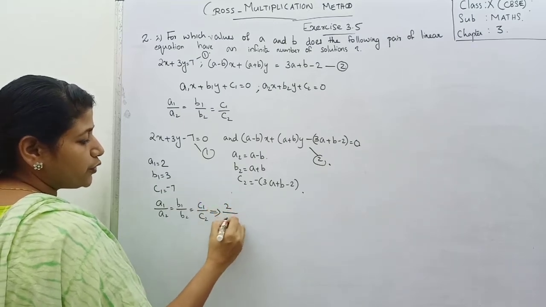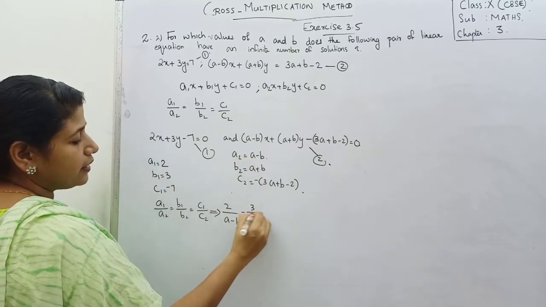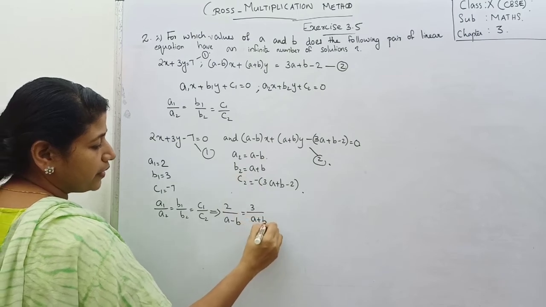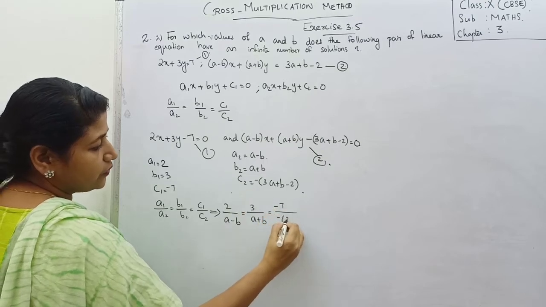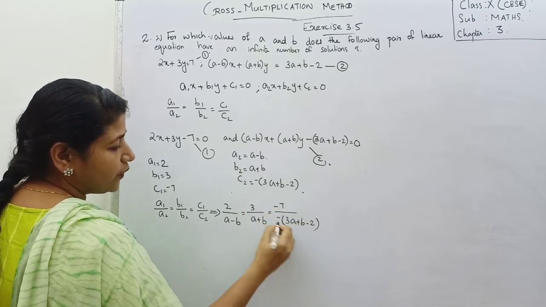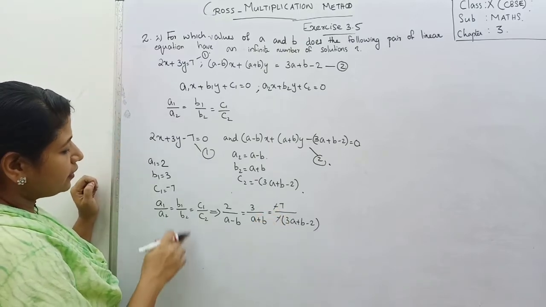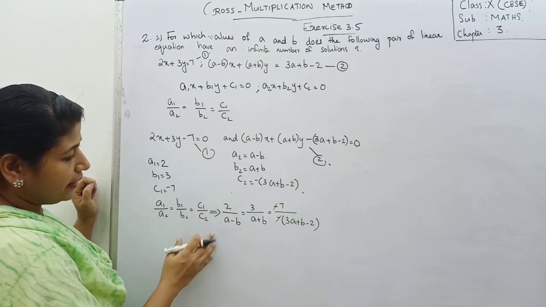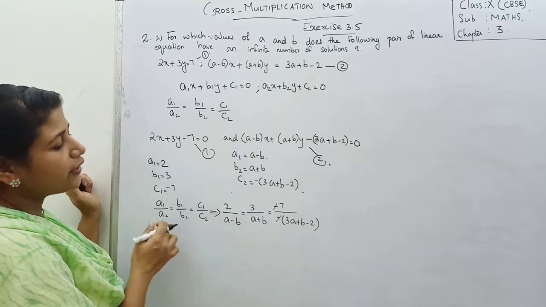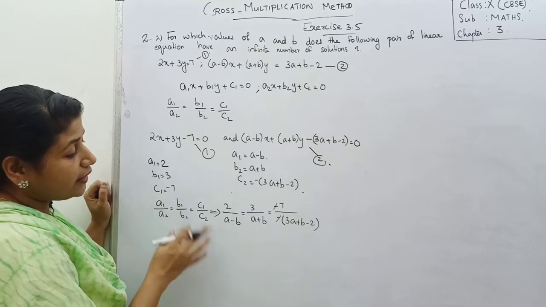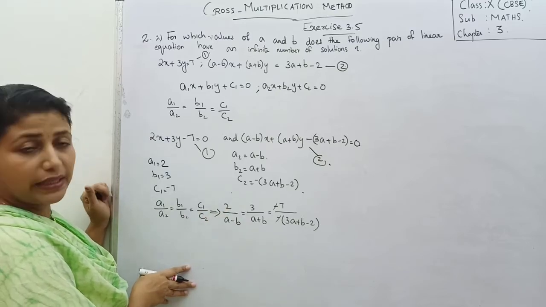Which implies a1 is 2, so 2 by a minus b; b1 is 3, so 3 by b2, which is a plus b; and c1 is negative 7 by c2, which is negative (3a plus b minus 2). We can cancel the negative sign here. We can take the first ratio and the last ratio, or the second ratio and the last ratio, or first and second, as you wish, and you can find two equations in a and b. By finding the values of a and b from those equations we will get the answers.